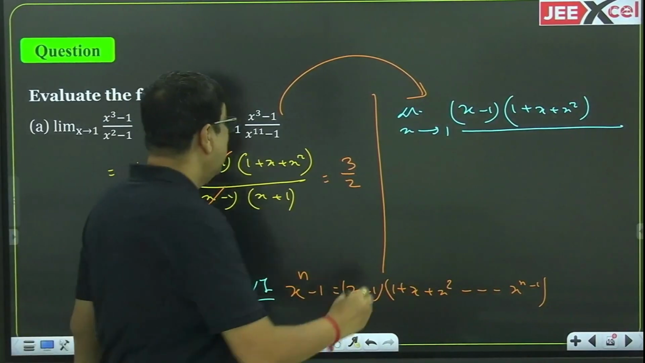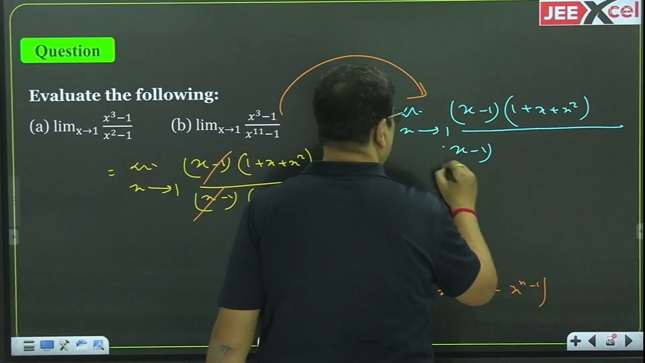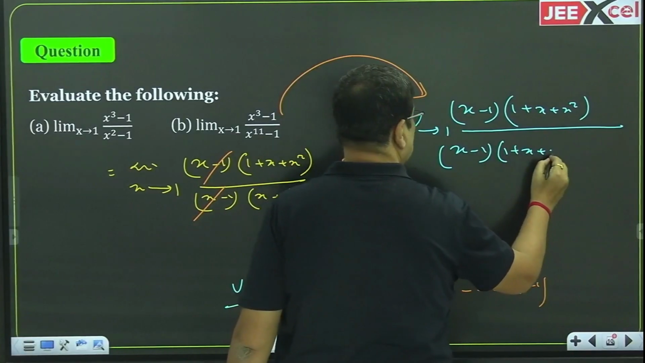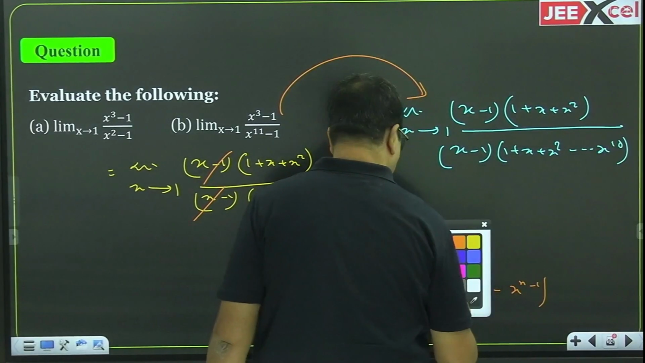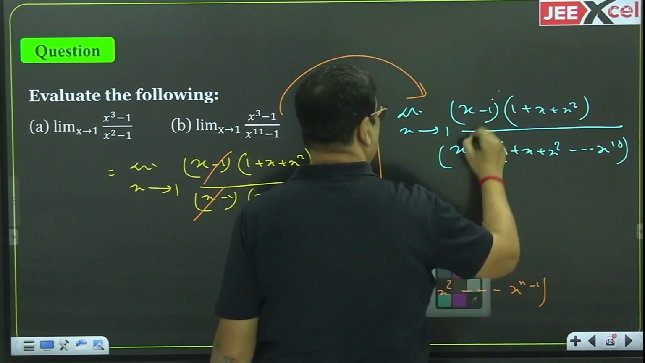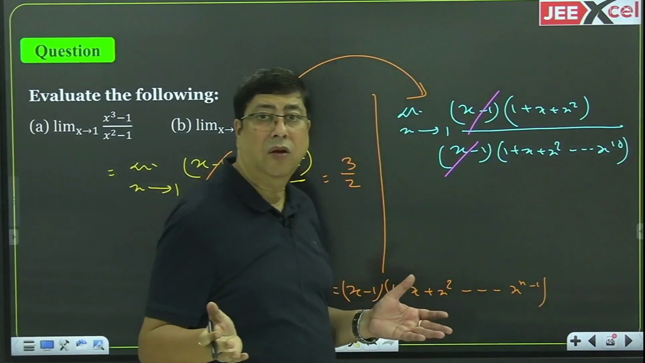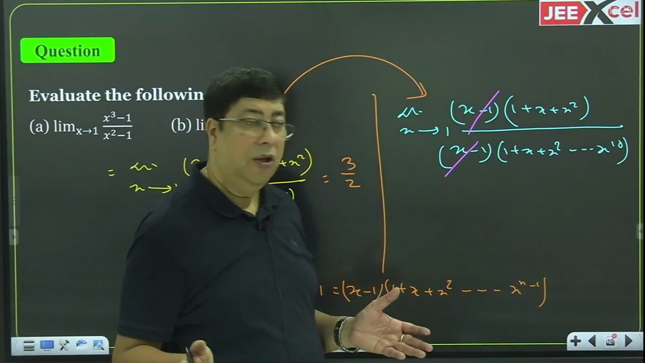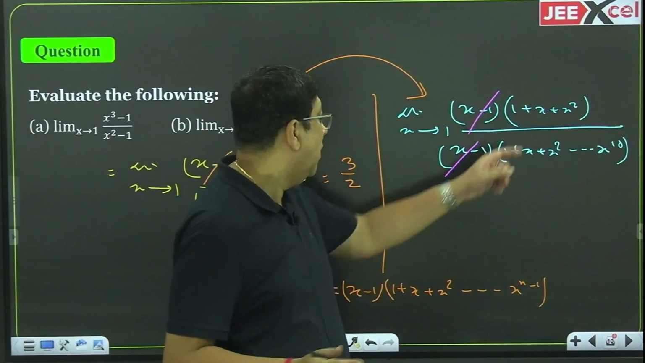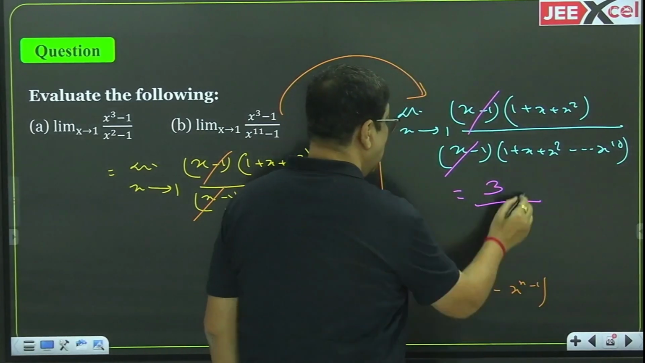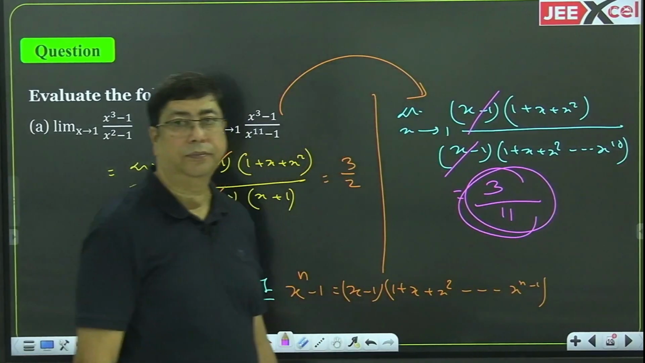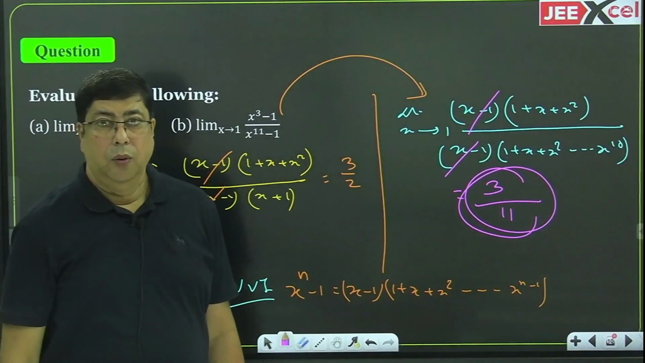So therefore we can write this as x minus 1 into 1 plus x square dot dot x to the power 10. Now what is the problem factor? That has been eliminated. Best, now we can put the value directly. What is coming? 1, 1, 1. This is 3 and this is 11. Final answer of the limit is this 11. Okay.